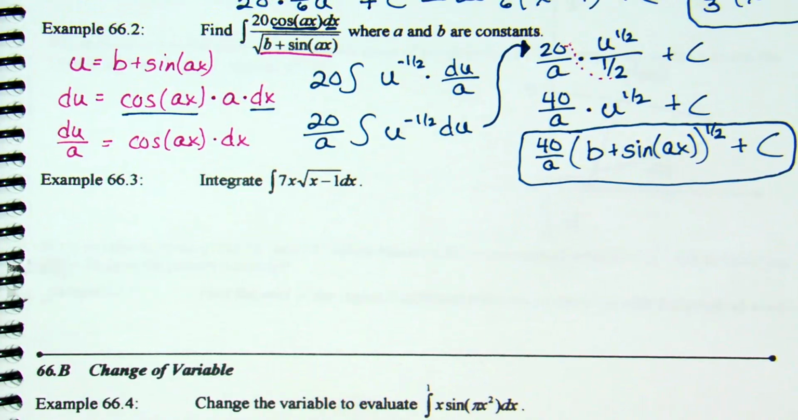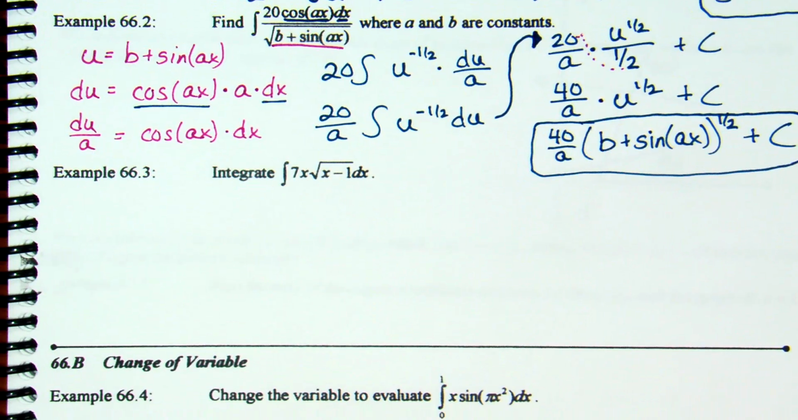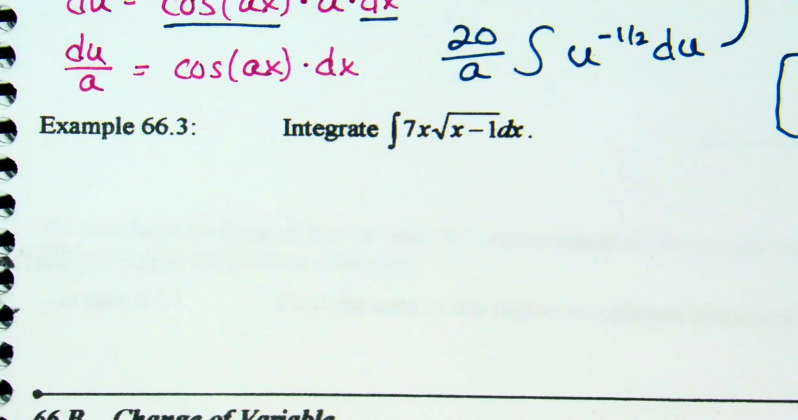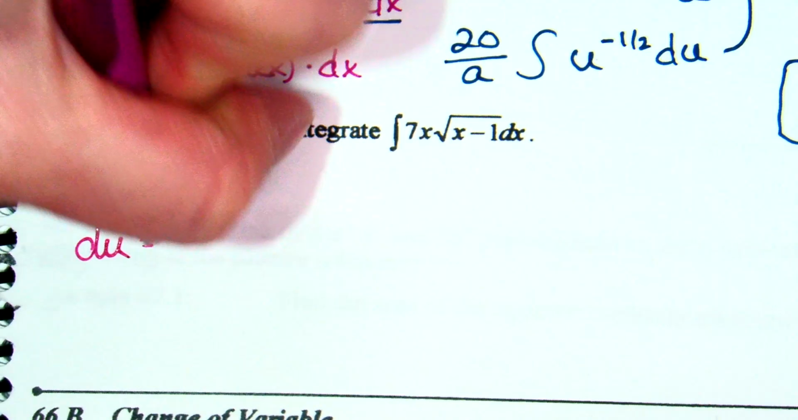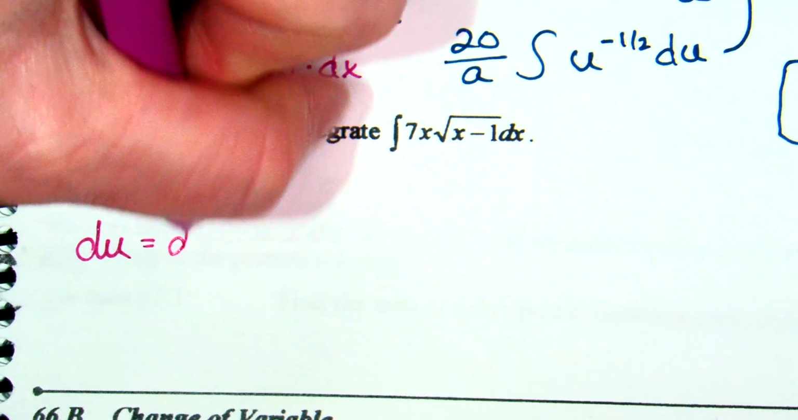Okay, example 3. Keep us moving. We've got lots to do today. Okay, thoughts on what you want u to be? The insides of the main thing. So if the main piece is my radical, the insides of that is the u, x minus 1. So we're going to try u equals x minus 1. Take the derivative while we're here. Derivative of u is du. Derivative of x minus 1, just 1 dx, so dx.